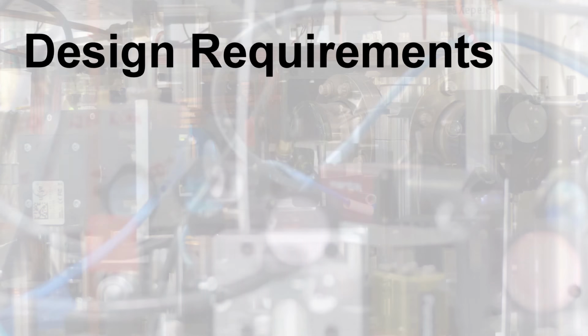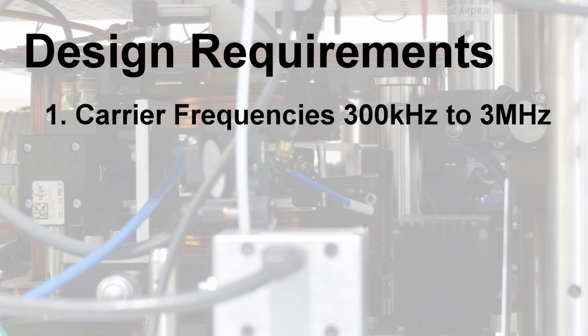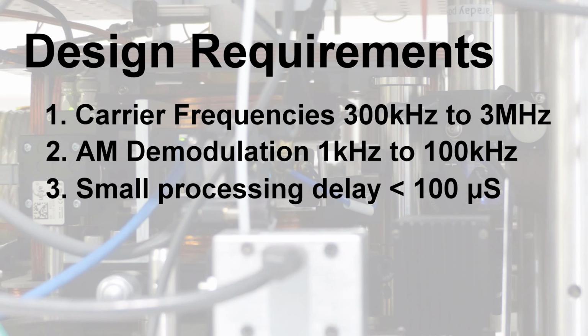In terms of the requirements for this project, we require the ability to demodulate carrier frequencies of 300 kHz up to about 3 MHz. These are the current operating frequencies of the lab, to the point at which we can use the photodiodes to receive particular frequencies. We need to be able to demodulate amplitude modulation on top of this, from anywhere from 1 kHz through to 100 kHz. And we need to have under 100 microseconds delay.